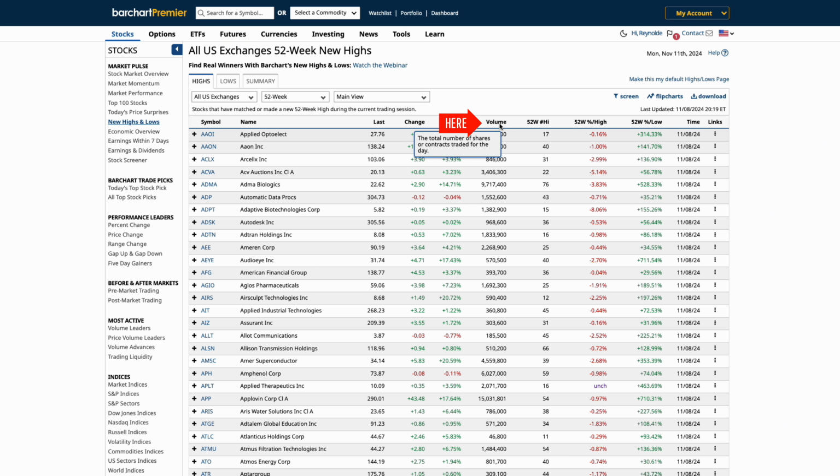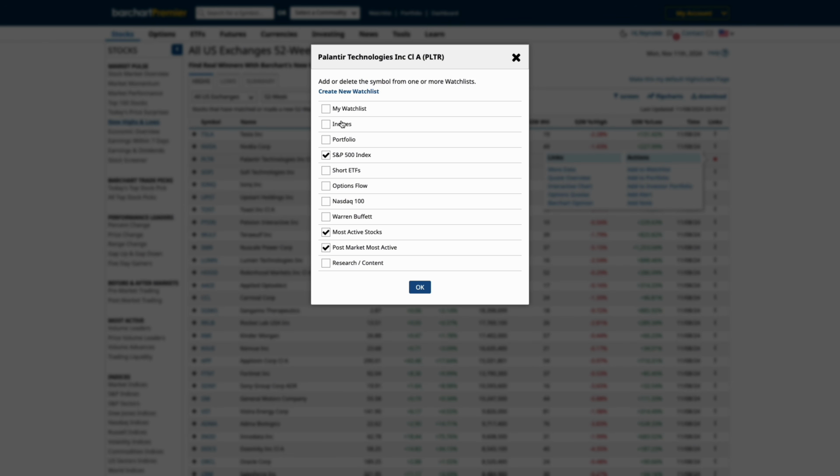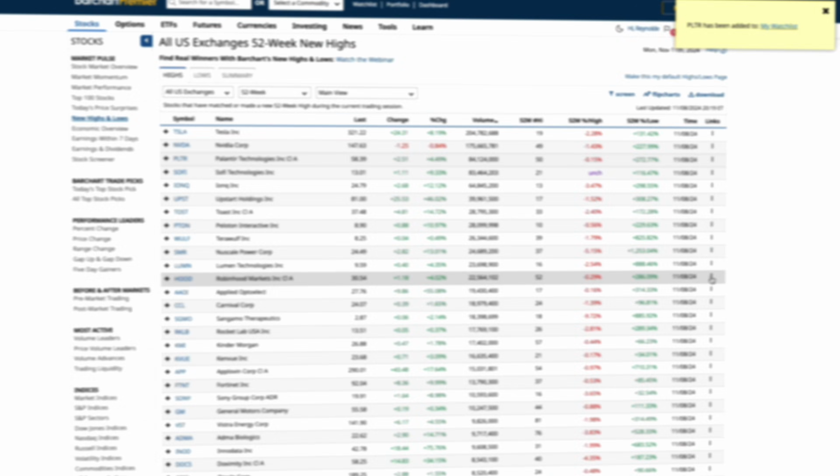And we can also adjust this list in volume so we can see the highest traded stocks first. And if you see a stock that you like, you can always click these dots to the side to add them to your watch list so you can track this stock.